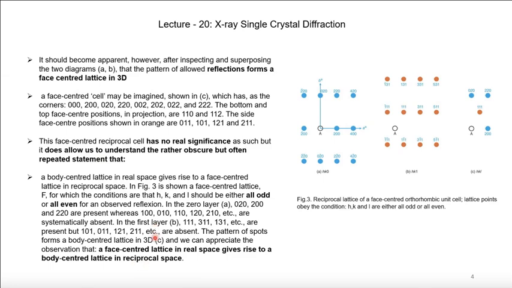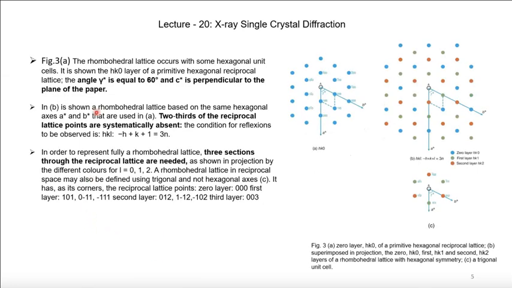Okay, next we are going to talk about a rhombohedral lattice that occurs in some hexagonal unit cells. Here is the hexagonal unit cell for the rhombohedral lattice. This is the HK0 layer of the reciprocal lattice. So here is the hexagonal unit of the rhombohedral lattice.